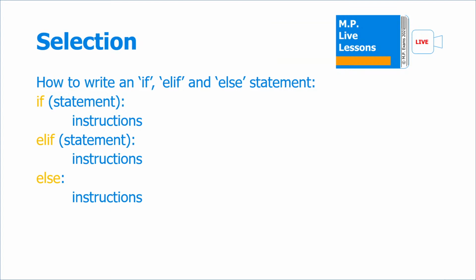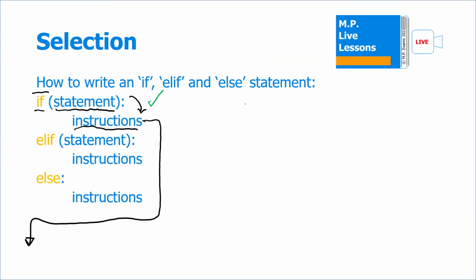What happens here is when the program reaches here, it says the word if. Now we looked at this statement. If the statement returns true, these instructions will be carried out. So I'll write true also, rather a tick. And then after that, it just continues on with the rest of the program.